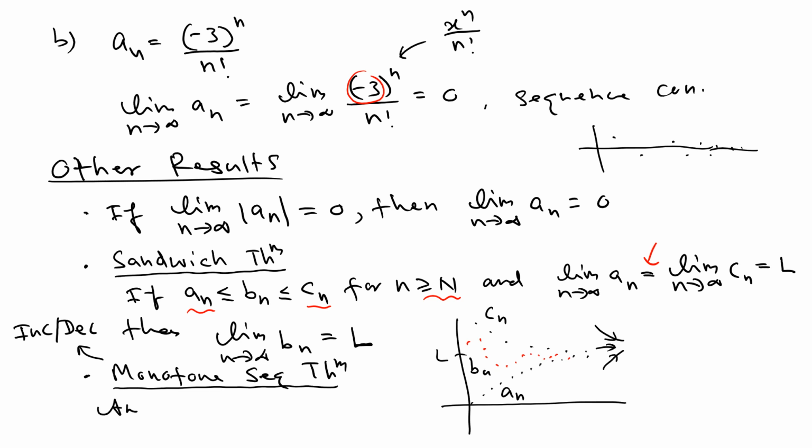So any bounded monotone sequence converges. Okay, let's just do one example from that, just to see how we can use it. It says any bounded monotone sequence converges. Just do one example.